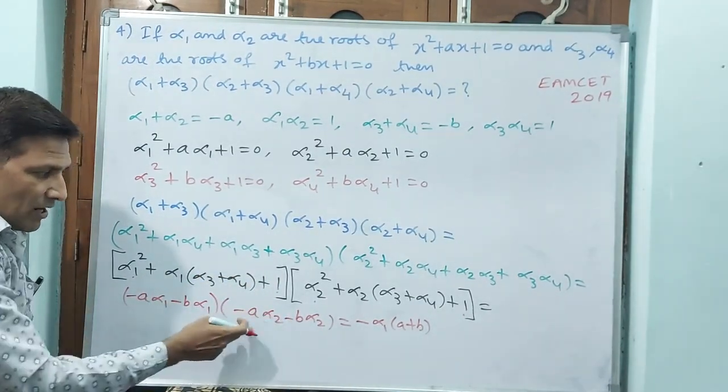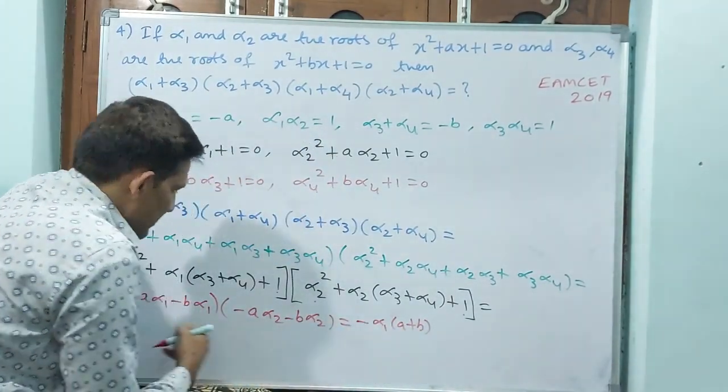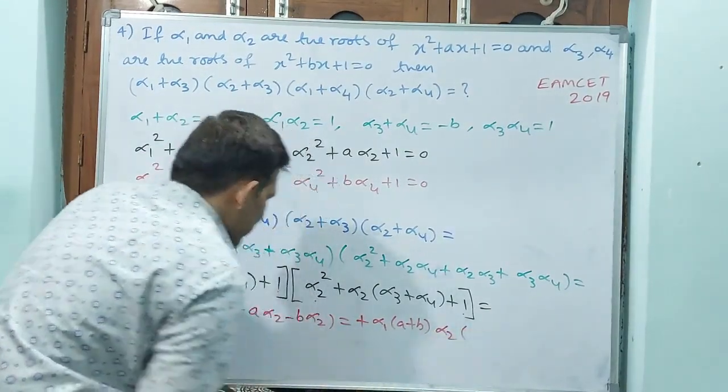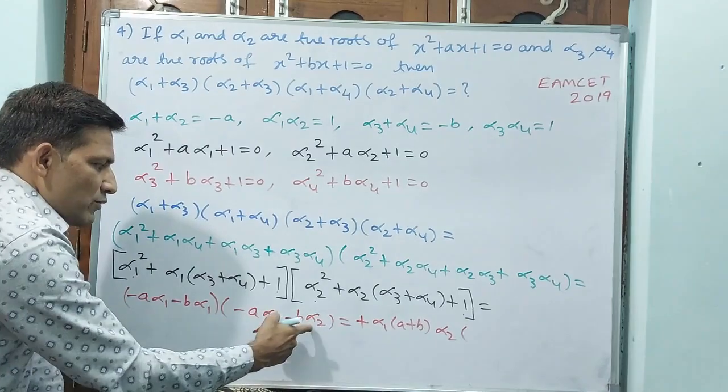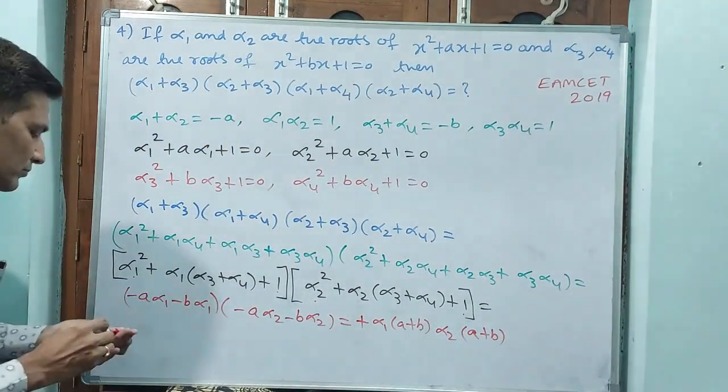Here also again, minus alpha 2 you take common. Minus alpha 2 means shall I multiply? Anyway multiplication is there. Shall I put alpha 2 into alpha 2 I have taken common, a plus b again. A plus b. Okay. Now go back.